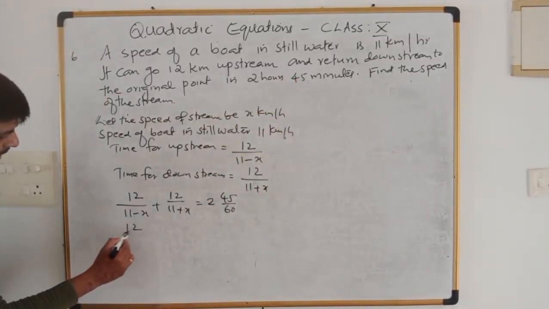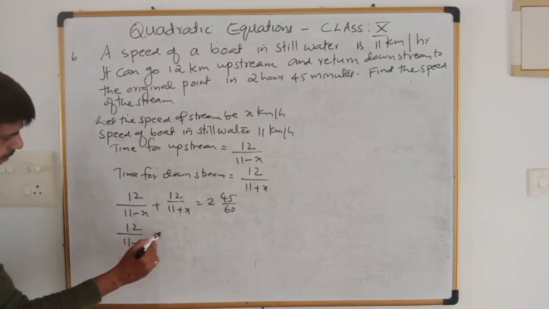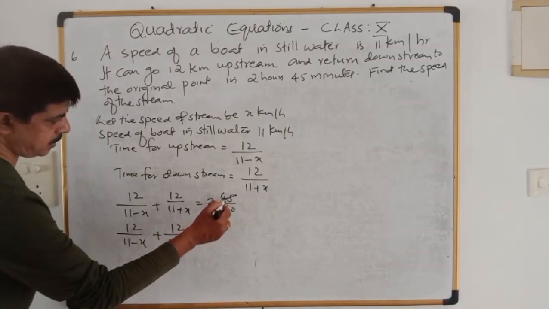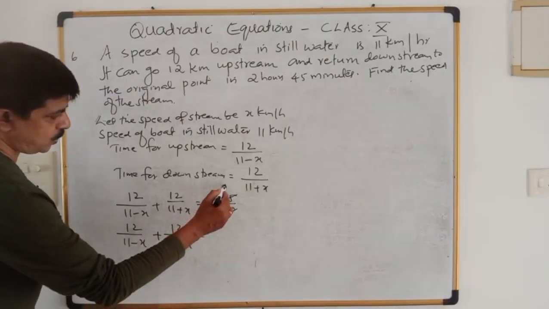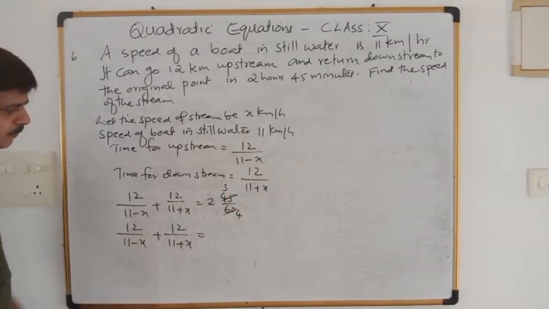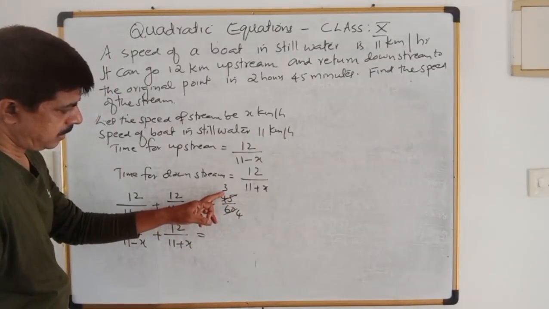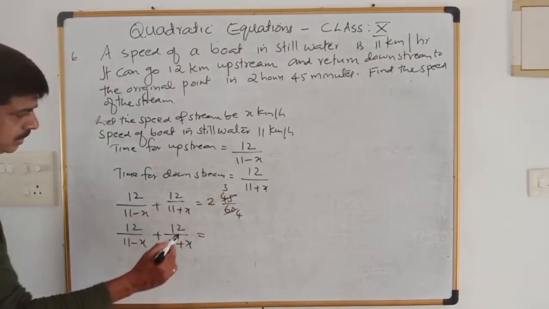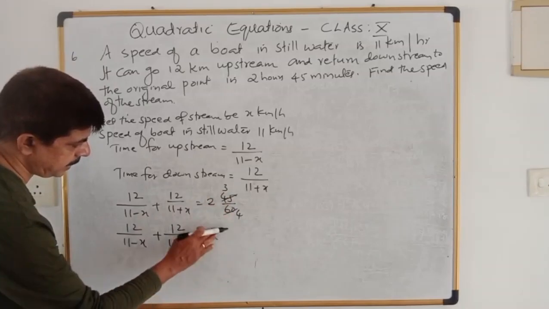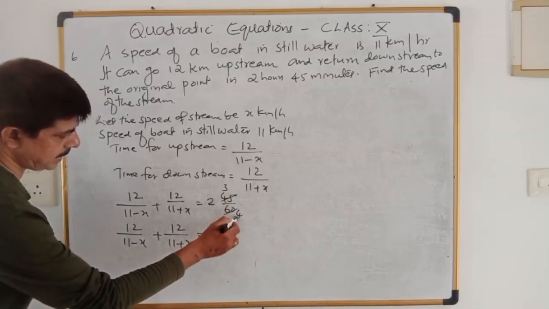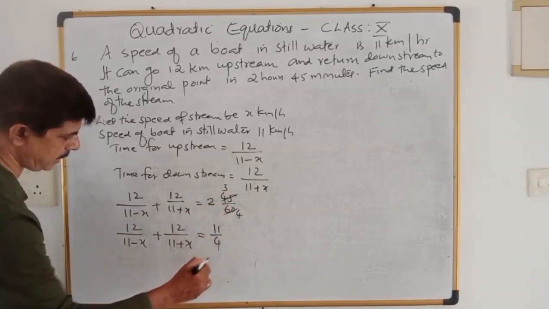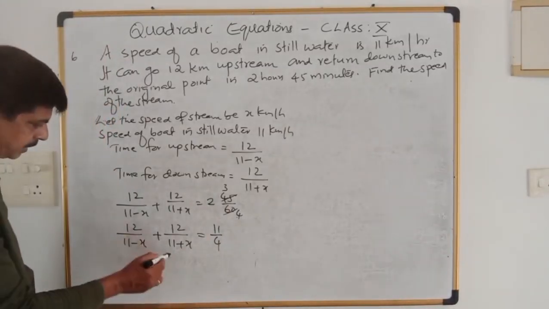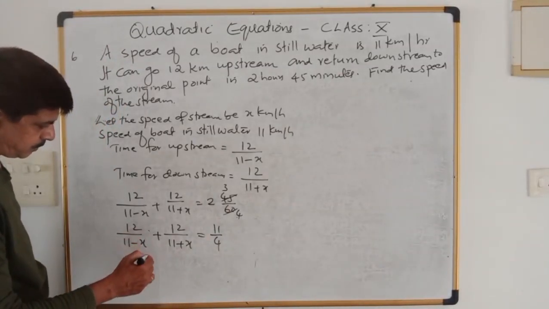So 12 by 11 minus x plus 12 by 11 plus x is equal to 2 hours 45 minutes. 45 divided by 15 gives 3, and 60 divided by 15 gives 4, so 3 by 4. We can express it as an improper fraction: 2 fours are 8, 8 plus 3, 11 by 4. What is the next step? Next step we will cross multiply it. Okay, we have to cross multiply.